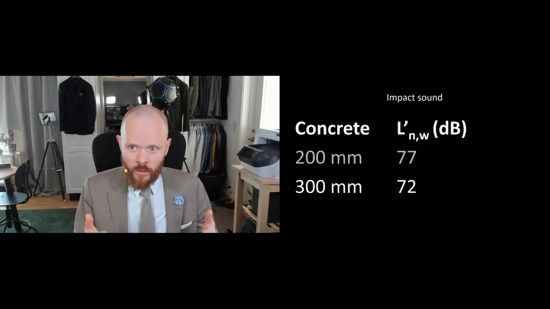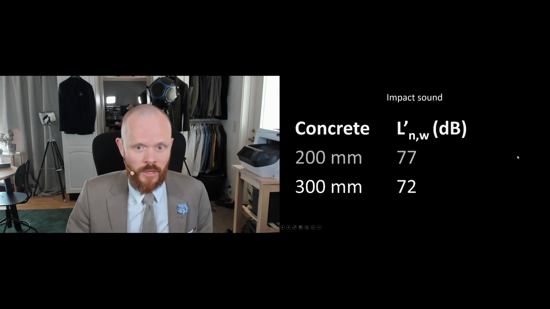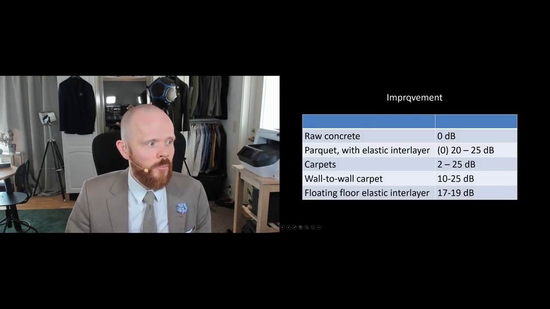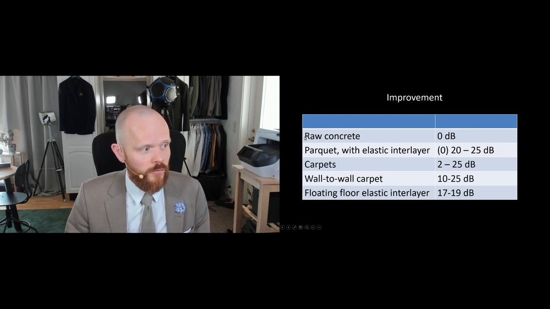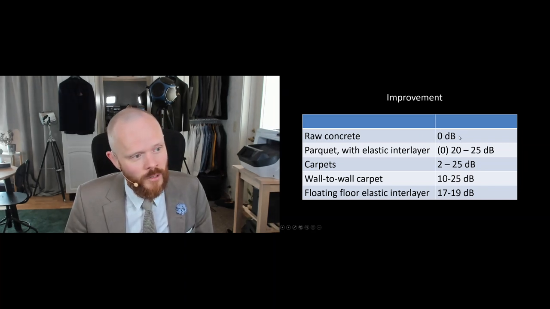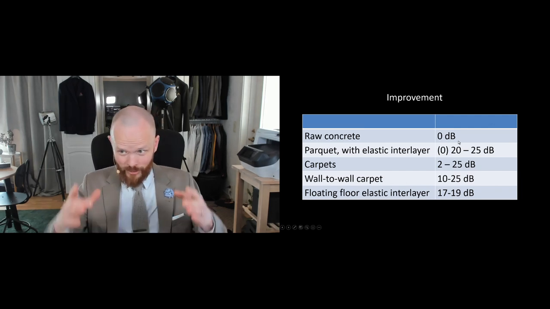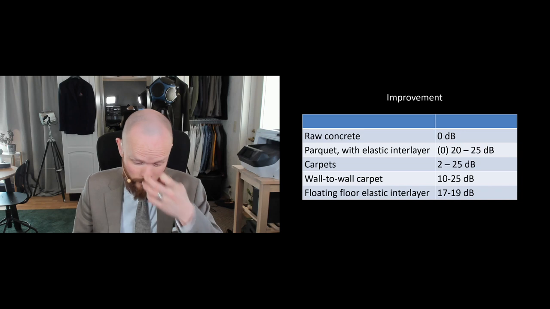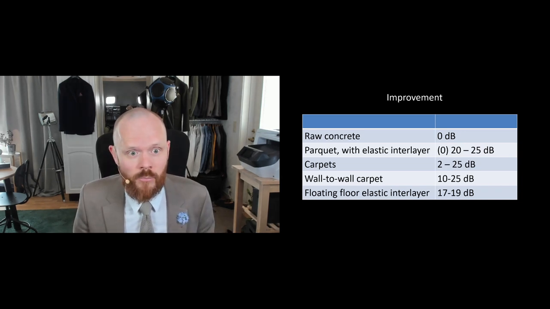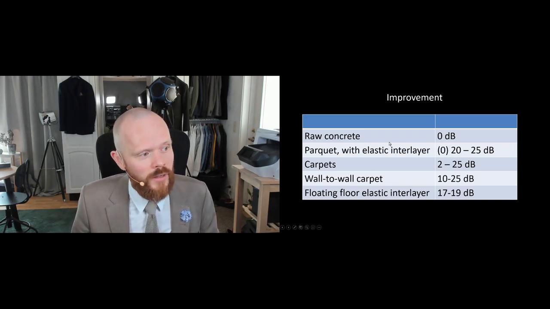So we need to add now another layer of something that can reduce impact sound from walking and scraping and stuff like that. And then you can get some impact sound improvement from these different configurations. So first you have raw concrete, then you have no improvement because that's a reference condition. A parquet with elastic interlayer can give quite a lot, 20 to 25 dB. The zero is if you just use the parquet without the interlayer and just put it bang on and maybe even glue it down, then you won't get any improvement because it's a solid rigid connection. So it's like banging straight on the raw concrete. But with the elastic interlayer, you get a proper sound reduction.